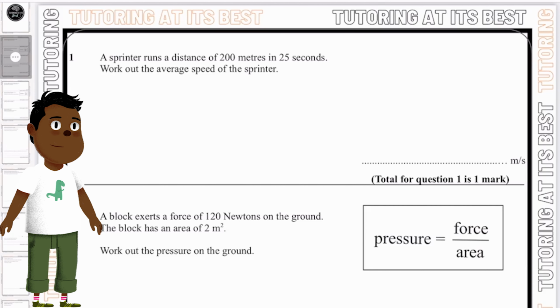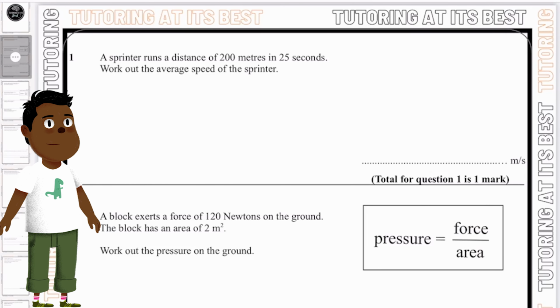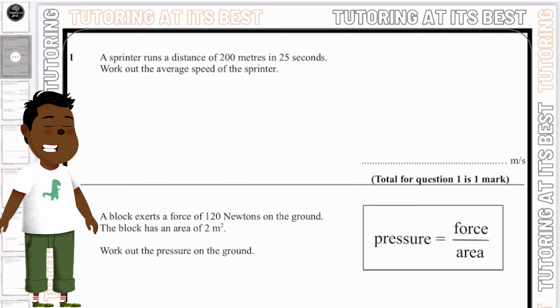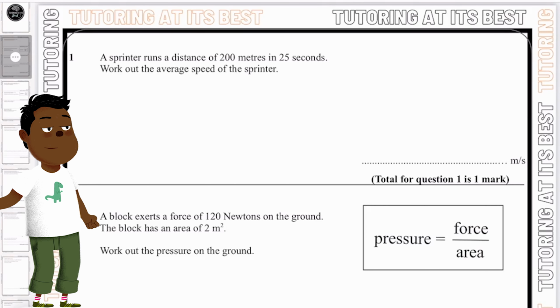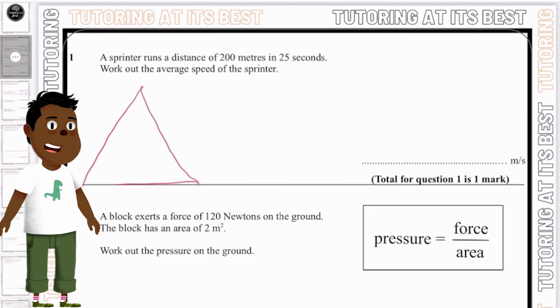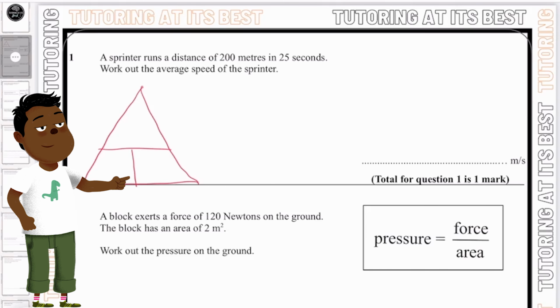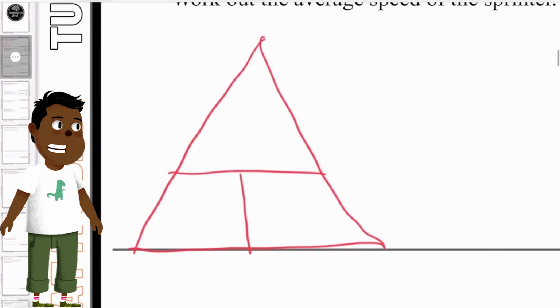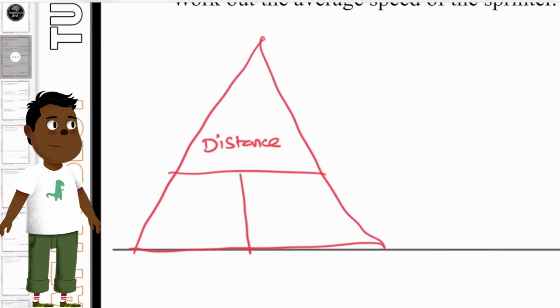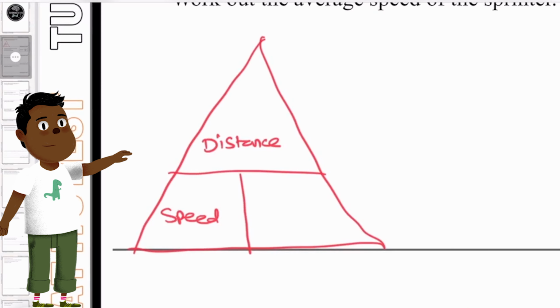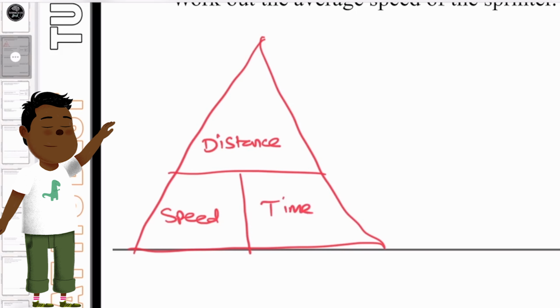So let's start off with question number 1. A sprinter runs a distance of 200 meters in 25 seconds. So work out the average speed of the sprinter. So this is where the first triangle comes in. And within this, we have three main areas. The first is our distance. The second is the speed. And the third is time.